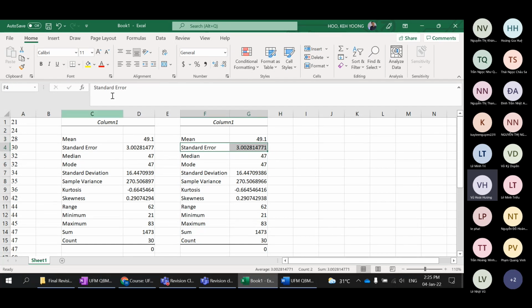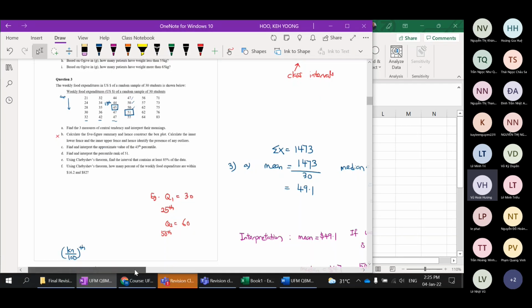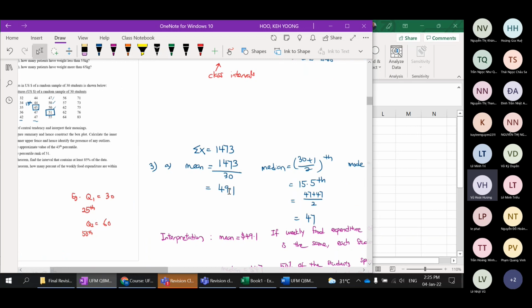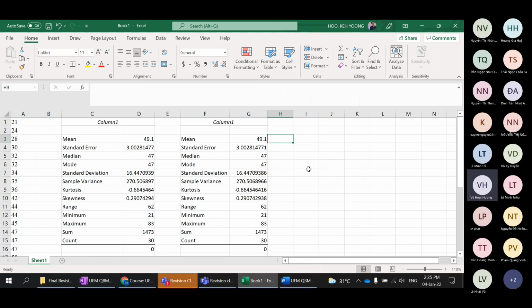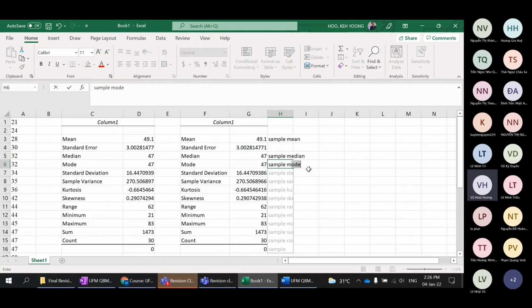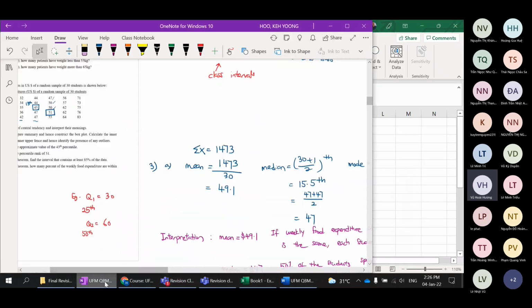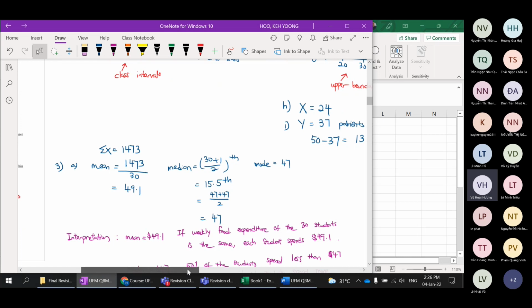Okay, let's continue. Using this, you can double check your answers, to check whether you got the correct mean. Let's say 49.1. Correct, same as the Excel. Remember, the descriptive statistics that you find is always for the sample data. So this is the sample mean, the sample median, and the sample mode. You can check with your first question A: 49.1, 47, 47. Correct.